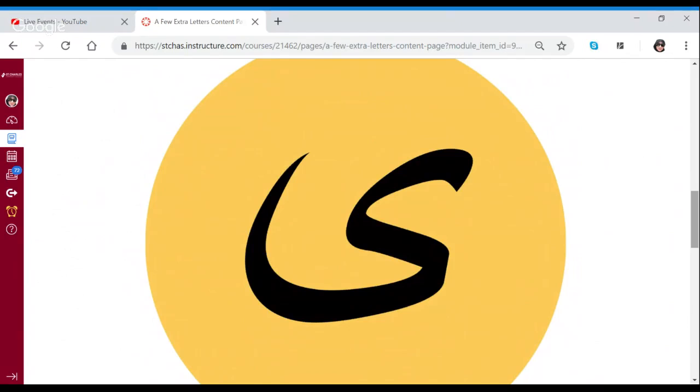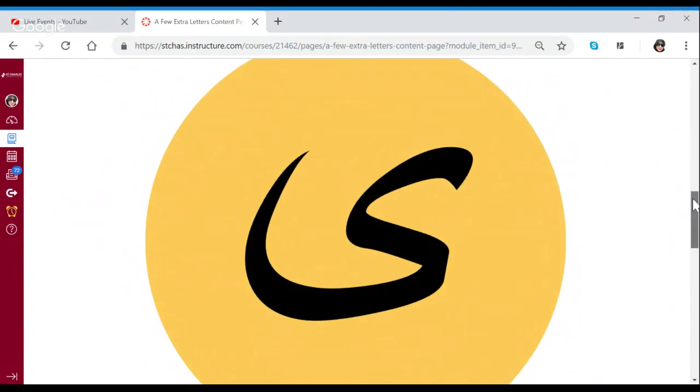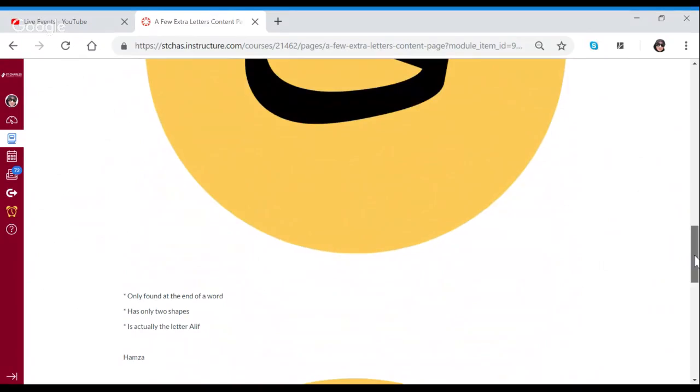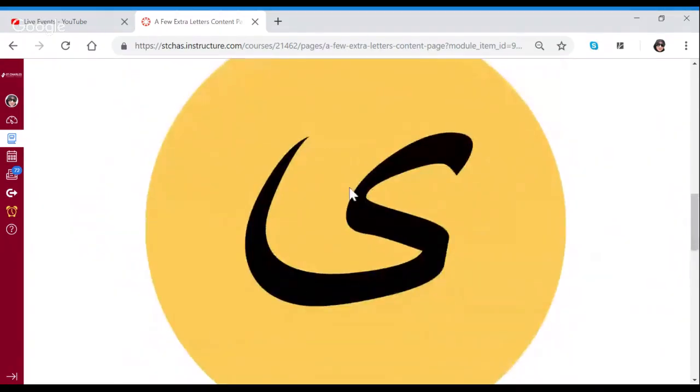And again, this letter is only found at the end of a word. It has only two shapes. And it's actually the letter aleph.